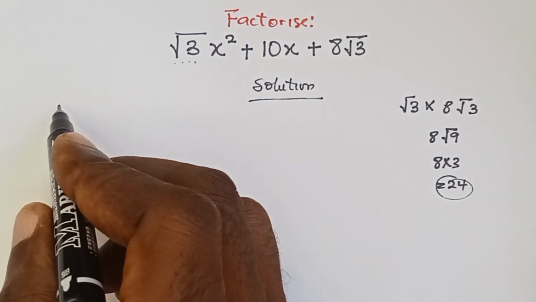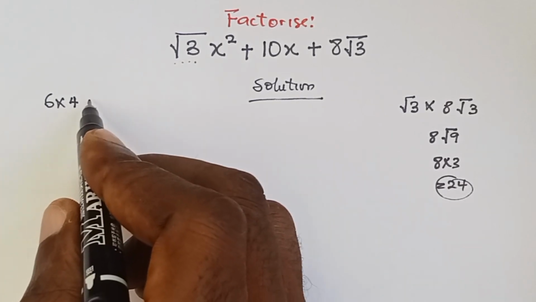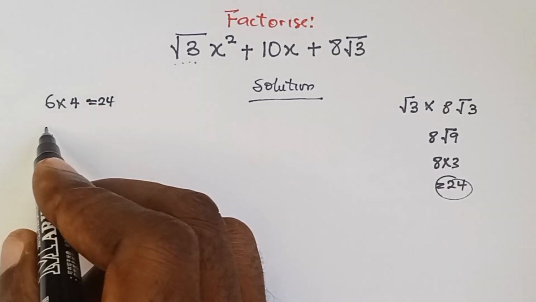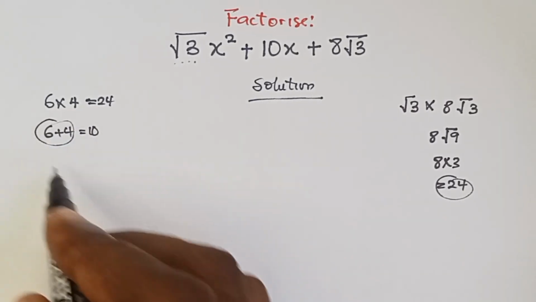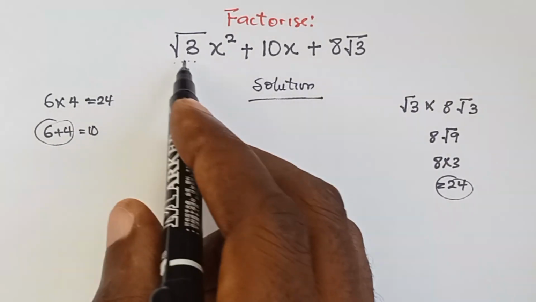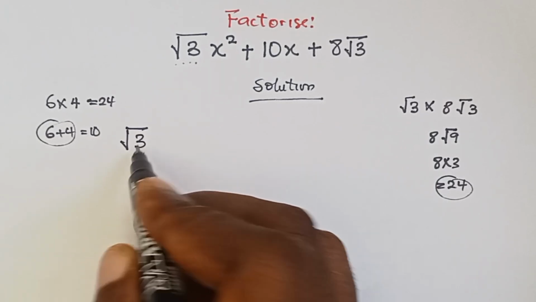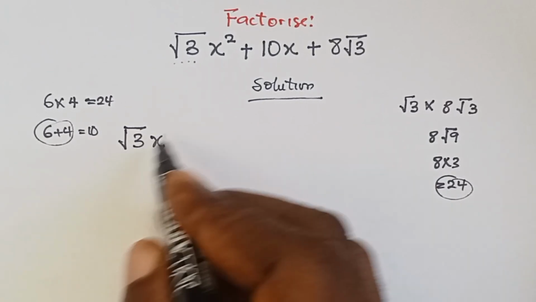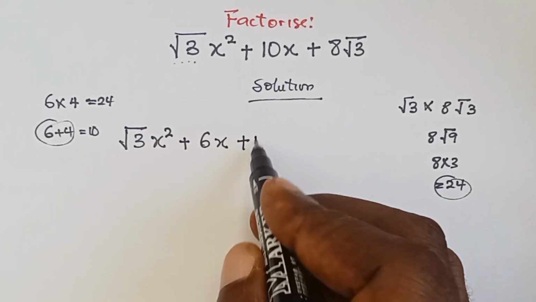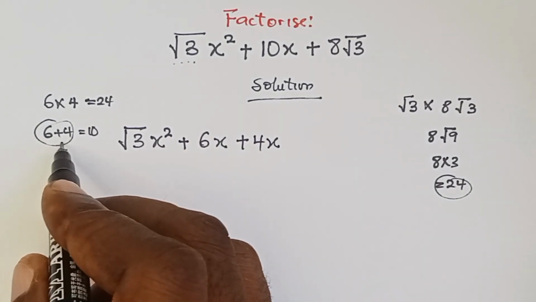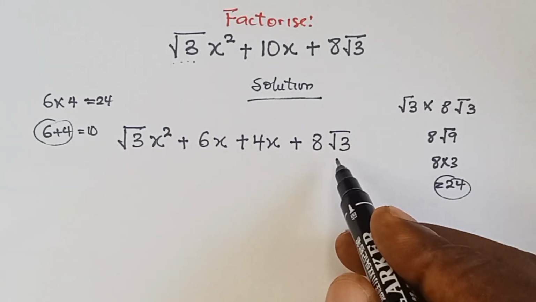Okay, so let's look at 6 times 4. 6 times 4 will give us 24, and 6 plus 4 will give us 10. Okay, we are using 6 and 4. And then if you want to write this now, write square root of 3 x squared plus 6x plus 4x, that is this 6 and this 4, plus 8 root 3.